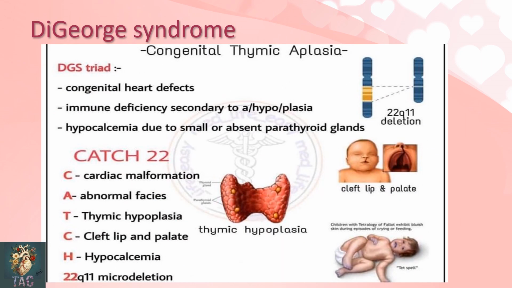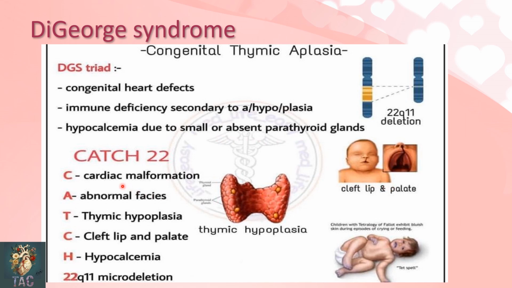So next is the DiGeorge syndrome. In DiGeorge syndrome, there is a defect in the chromosome 22q11 locus. This is the Q arm, that is the long arm of chromosome number 22, and there is a deletion. In DiGeorge syndrome, basically there is a triad. First is congenital heart defects, second is immune deficiency secondary to thymic hypoplasia, then hypocalcemia due to small or absent parathyroid glands.